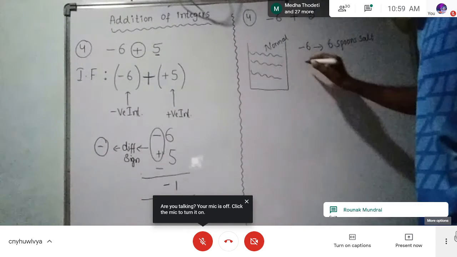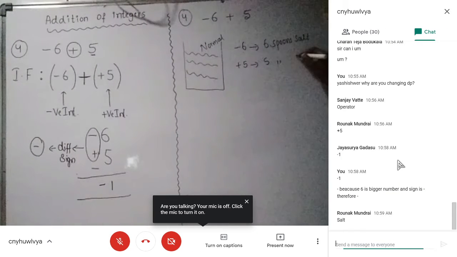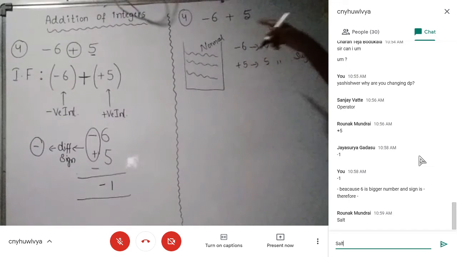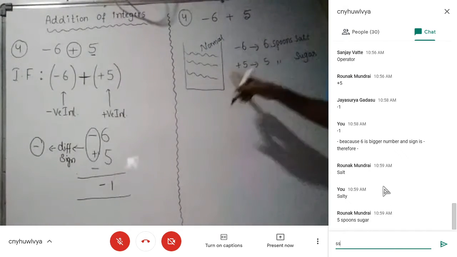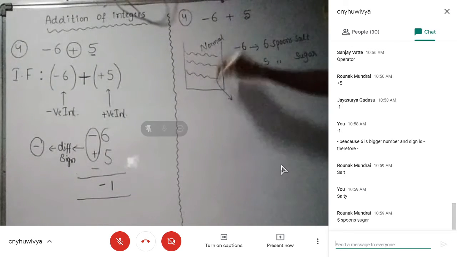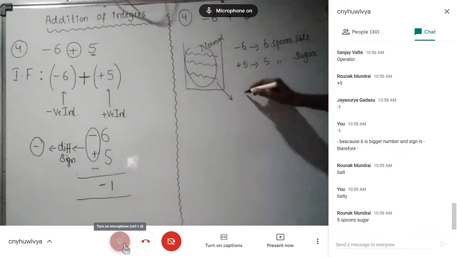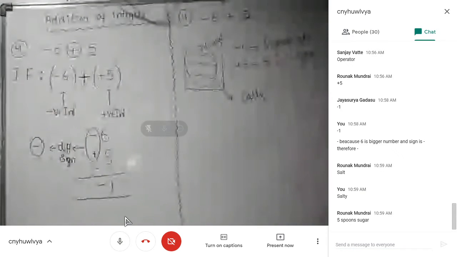Plus 5 means what? 5 spoons of sugar. Now, salt, we have 6 spoons. Sugar, we have 5 spoons only. So 1 spoon is less only. So overall, the solution will become what? It will become some salty only, because more salt is there, no?